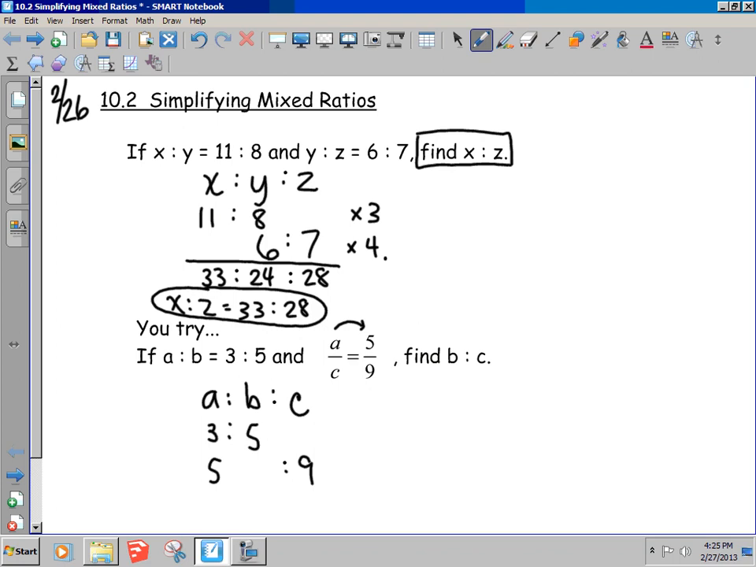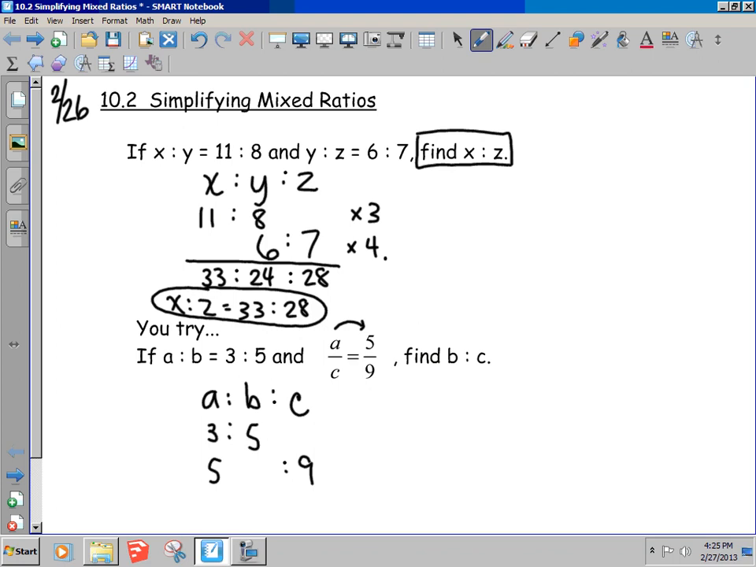So the A, with the 3 parts in one ratio and the 5 parts in another ratio, is the link to the two ratios. It's like in one, A is cut into 3 pieces, and in the other, A is cut into 5 pieces. So I want to get that A cut up into an equal amount of pieces in both ratios, and then it'll be fair comparison. So you ask yourself, what's the common multiple of 3 and 5? And the common multiple of 3 and 5 is 15.